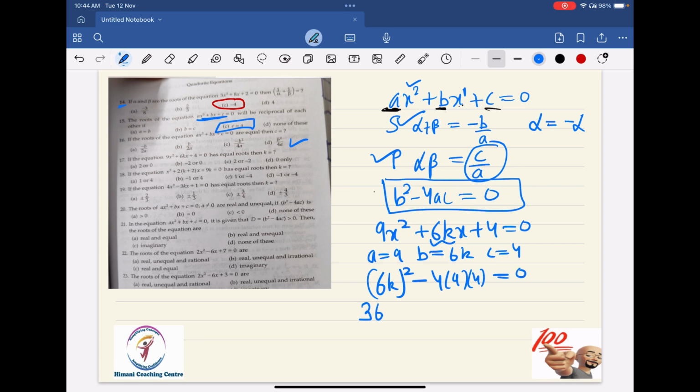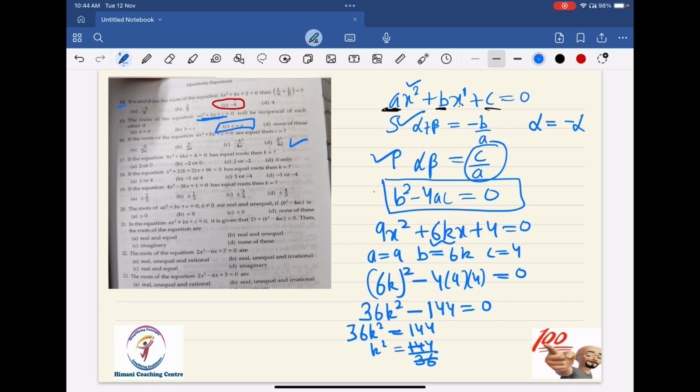If the roots are equal, b square minus 4ac is 0. So let's do that. 6k whole square minus 4 times 9 times 4 is equal to 0. So you get 36k square minus 144 is equal to 0. Okay. Now you can do 36k square is equal to 144. k square would be 144 by 36.